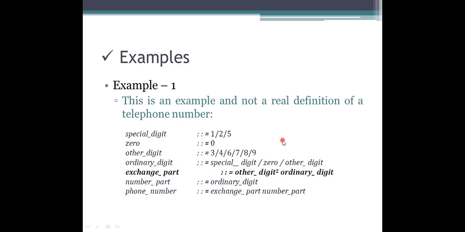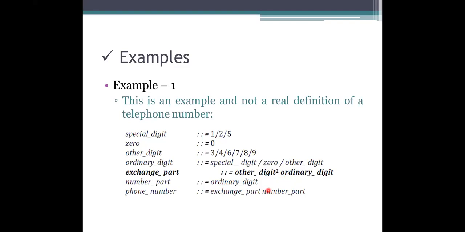So first, see what a phone number is. The phone number has 2 parts. One is the exchange part, the other one is the number part. What is the exchange part here? We can use 2 other digits, if you see it just mentioned 2 in square, which is followed by an ordinary digit. It means the exchange part has 3 numbers here. The exchange part has 3 such numbers in its representation.